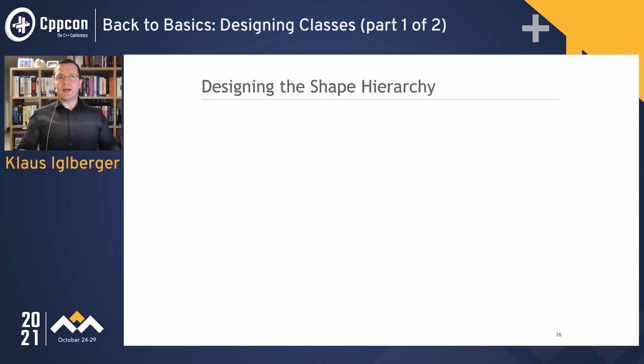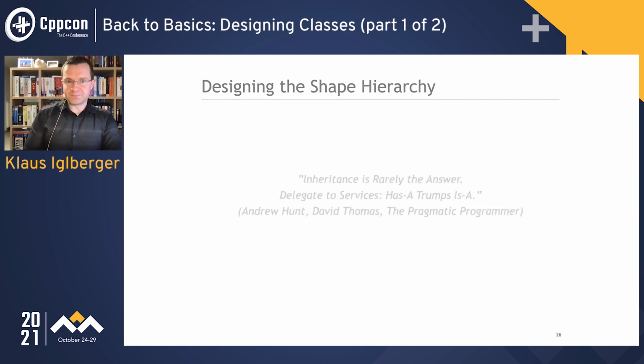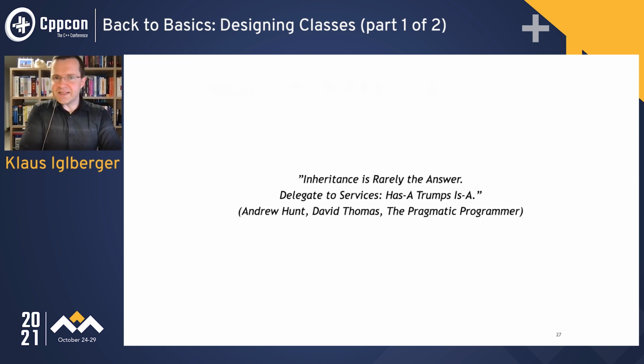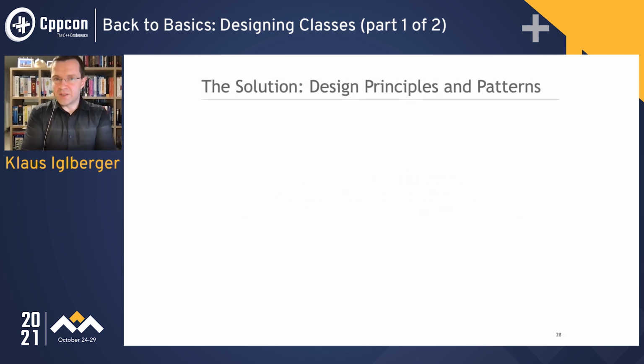So let's fix that. Let's actually do this better. And inheritance is indeed rarely the answer. Now, this is what the Pragmatic Programmer stated. What you should do instead is delegate to services. Has-A trumps Is-A. And the right approach is, of course, going in the direction of design principles and design patterns. Now, let me give you three design principles that you should hold dear for whatever you're doing.